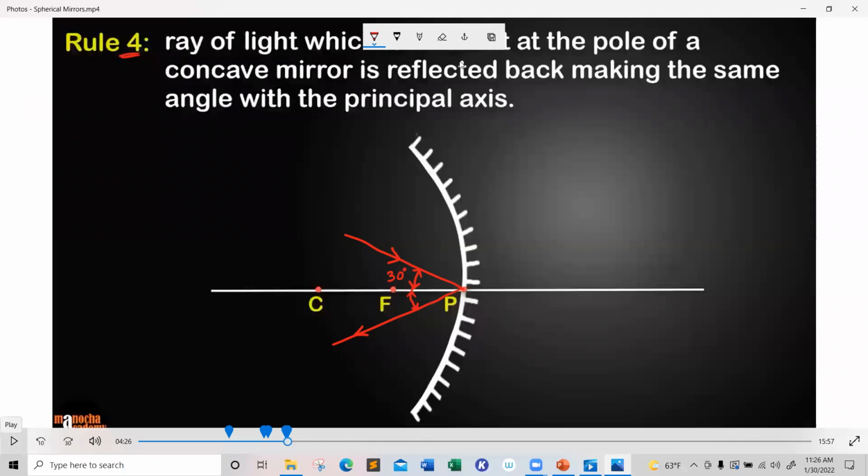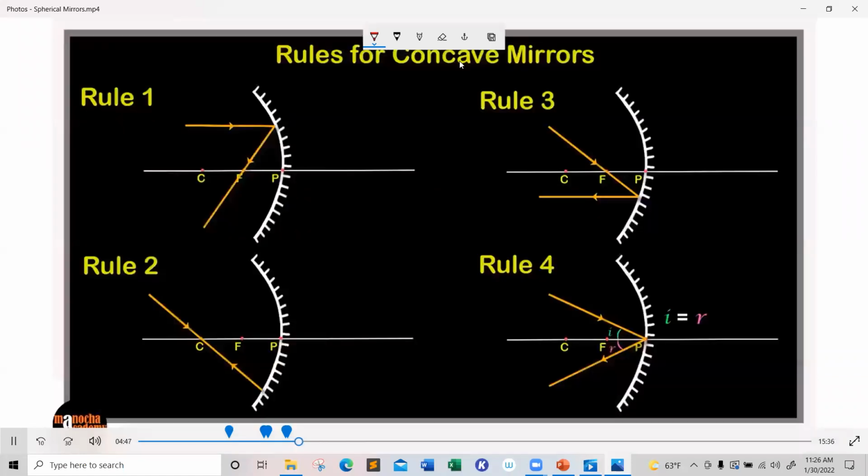Light which is incident at the pole of a concave mirror is reflected back, making the same angle with the principal axis. It looks like a plane mirror type of diagram, since the principal axis is like the normal here and the angle of incidence is equal to the angle of reflection. Let's revise the 4 rules.